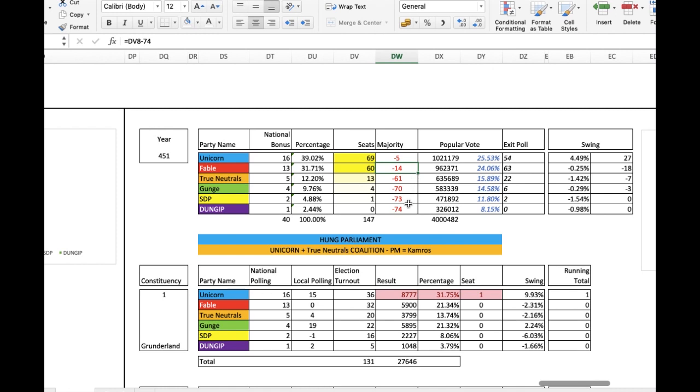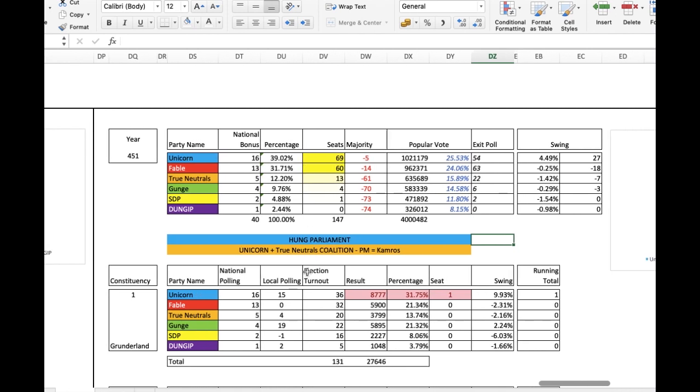So, in terms of the story, I had the Unicorn Party go into coalition with the True Neutral parties and create a coalition government. Not unlike what happened in real life here in the UK.